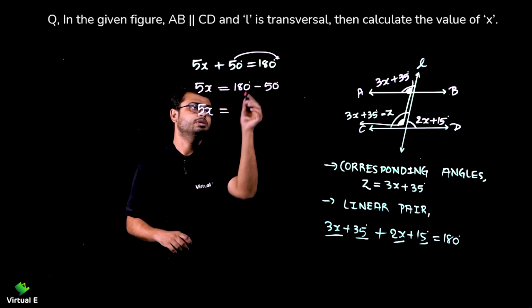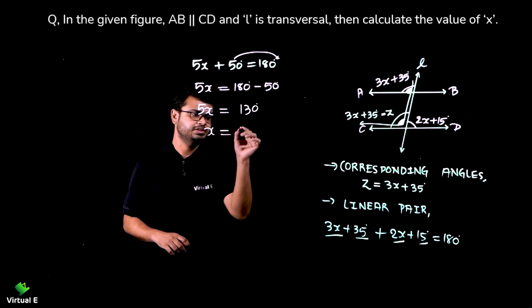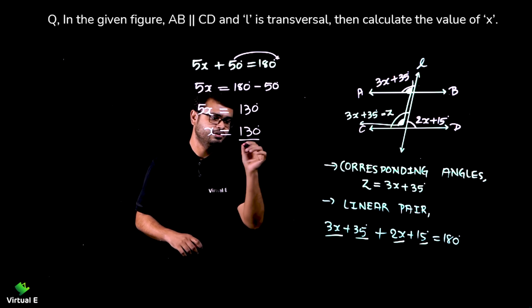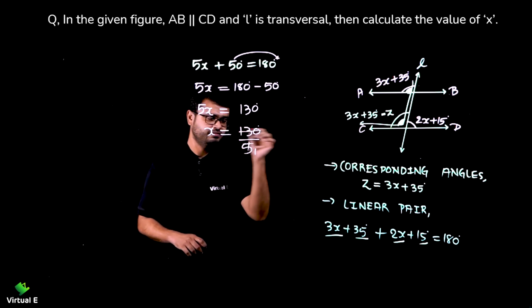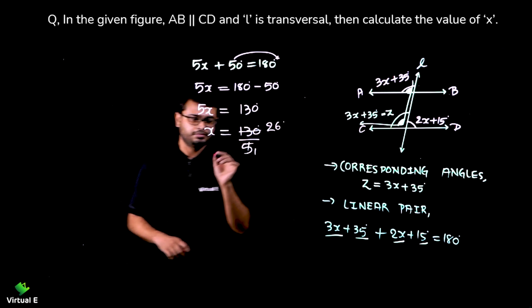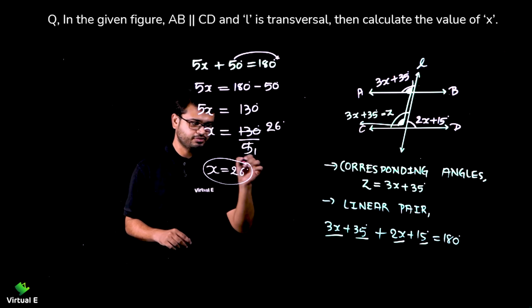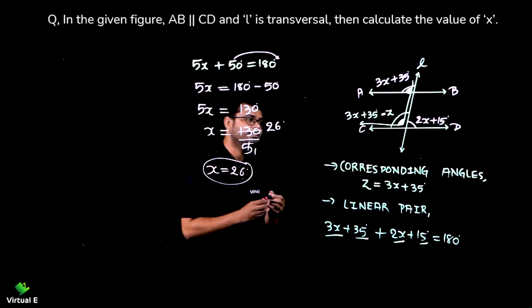So 5x is equal to 130. x is equal to 130 degrees over 5. 5 ones are 5, 5 twos are 10, 5 sixes are 30. So let's write x is equal to 26. That was this question. We need to find the value of x, and we get the value of x.